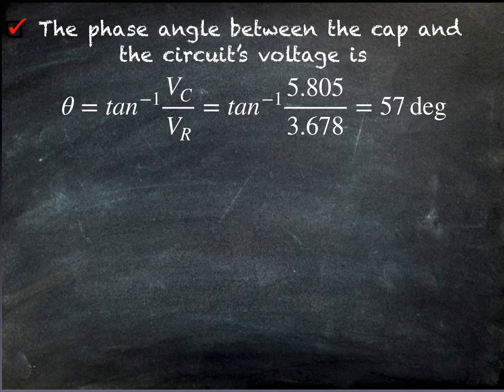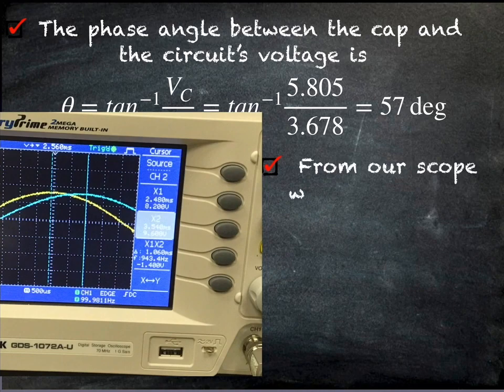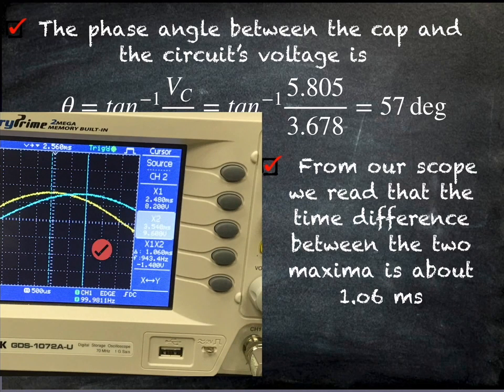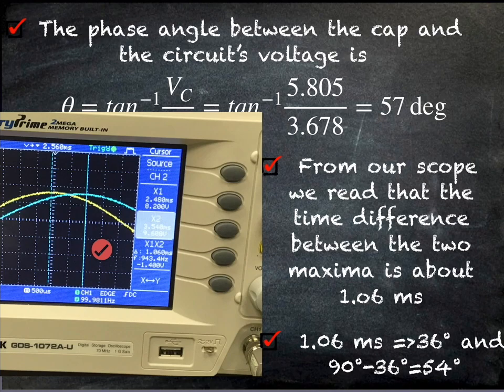From the scope, we read that the time difference between the two maxima is about 1 millisecond. Converting 1 millisecond to degrees, we get 36 degrees. Accounting for the complementary angle, we get 54 degrees, which is pretty close to our previous calculation of 57 degrees. Note that the scope-based calculation of phase angle can lead to errors, since choosing the respective maxima of the voltage waveforms on the scope screen can be highly subjective.